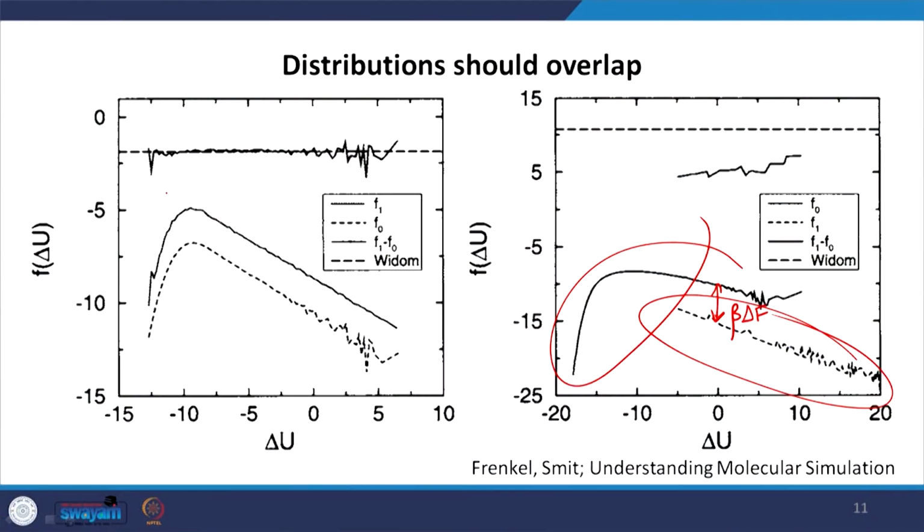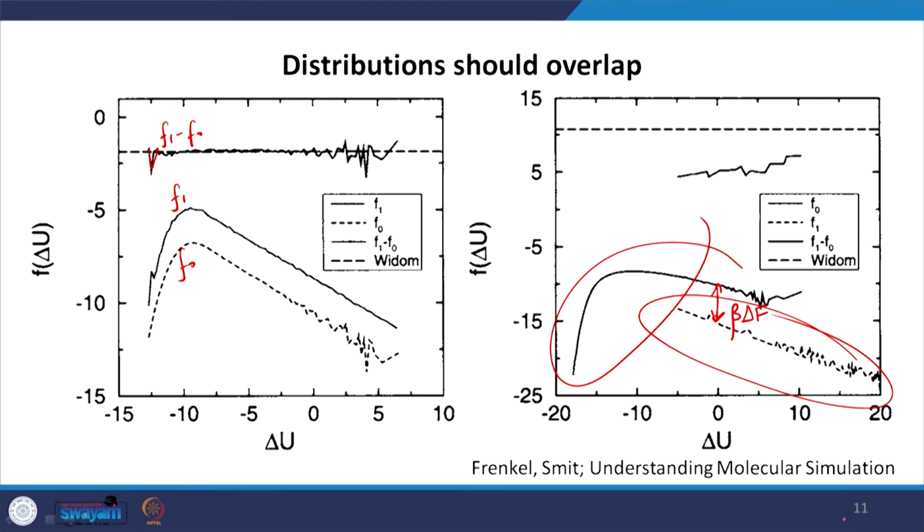So, in this case this is my F1, this is my F0, and F1 minus F0 is the bold line that you see here, and the dotted line is the estimate that we get from the Widom method, just to compare the two methods. And what you find is that both the Widom method and this method give you pretty much the same answer, except that this may be slightly more efficient in certain applications.